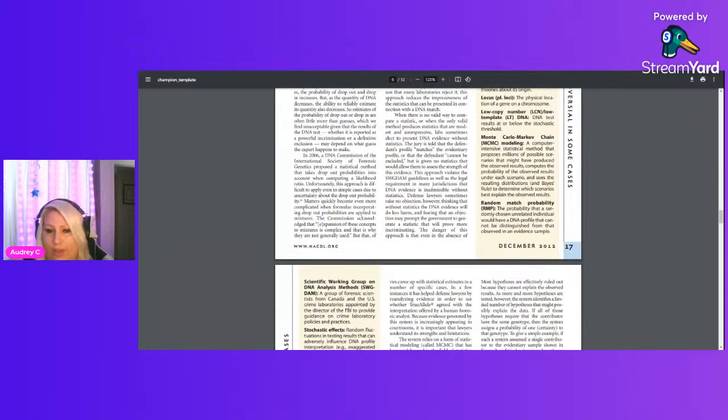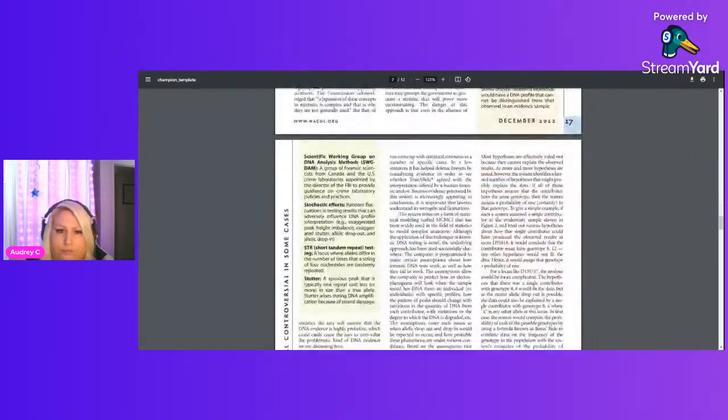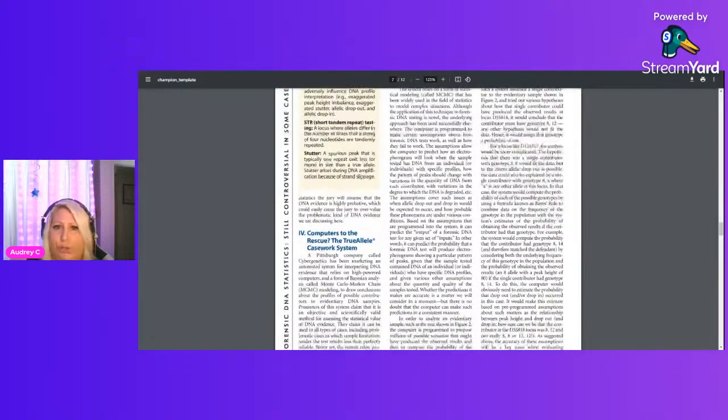They think that without statistics, the DNA evidence will do less harm, and they fear that an objection may prompt the government to generate a statistic that will prove more incriminating. The danger of this approach is that even in the absence of statistics, the jury will assume that the DNA evidence is highly probative, which could easily cause the jury to overvalue the problematic kind of DNA evidence we are discussing here.